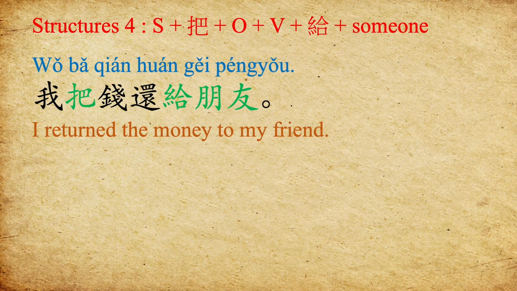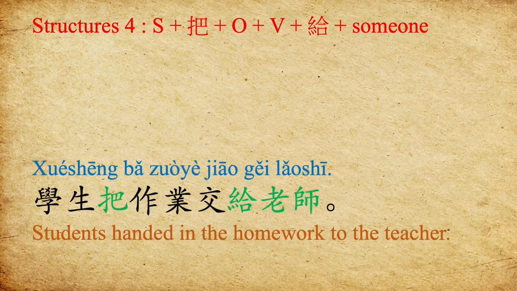The last sentence structure is subject plus 把 plus object plus verb plus 给 plus someone. For example, 我把钱还给朋友。还 is to return, 给 is kind of like to in English. So it means I returned the money to my friend. Second one, 学生把作业交给老师。交 is to hand in or to turn in, 给 is kind of like to. So 学生把作业交给老师, students hand in the homework to the teacher.